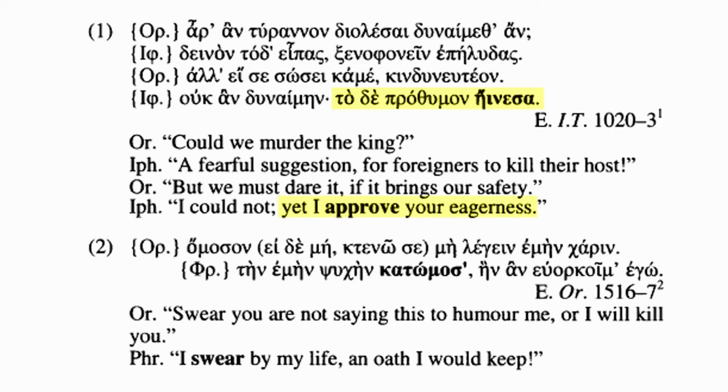Corian Berry cites an example from Euripides, which says, "To de protimon enesa," but I approve your eagerness. There is no sense in which Iphigenia can be argued to be distant from Orestes in this example. The temporal explanation, however, works for all such examples where the two interlocutors are not spatially remote.